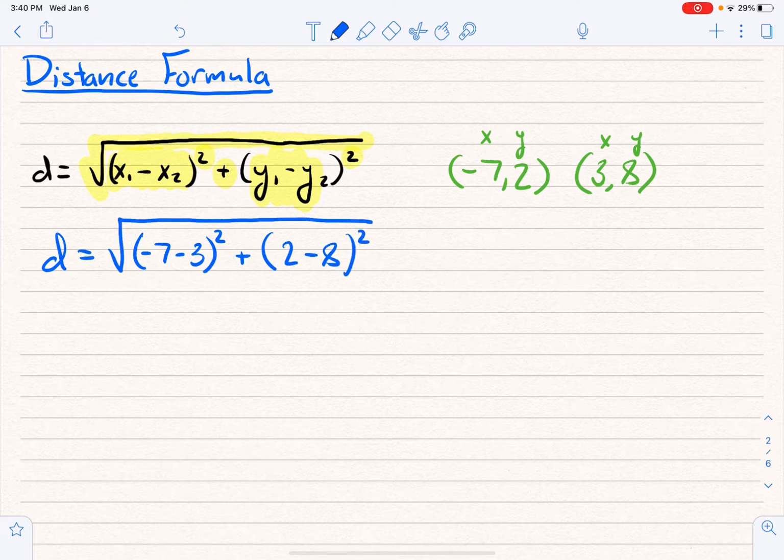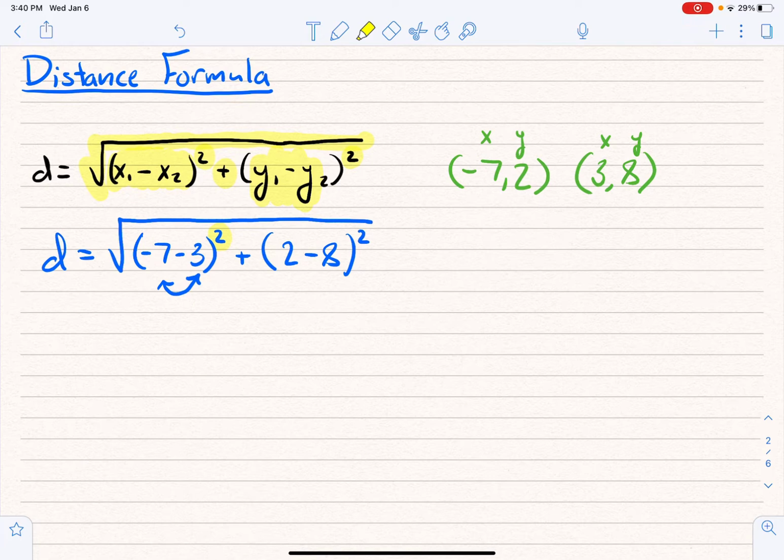Now, it doesn't matter what order you subtract them in. If I change the order of -7 and 3, the only thing that would do is change the sign of the difference of those two. So it doesn't matter what order I subtract them in, because even if it was positive or negative, I'm going to square it, and that's going to make it become positive anyway. Make sure you remember that.